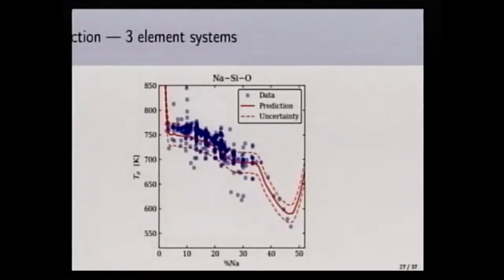This is for the system sodium oxide and silicon oxide. And we, as glass scientists, expect the TG to fall down in this system because the sodium will break the silicon network. You have more mobility, and TG will fall down. So this was expected, and the network learned this. And you can see that even though the data has lots of scatter, most of it is within the uncertainty of the network.